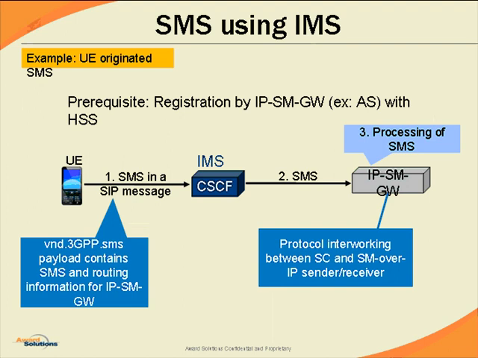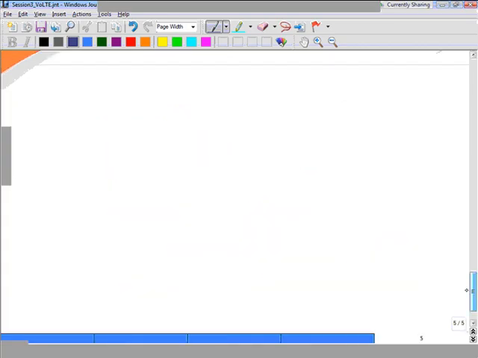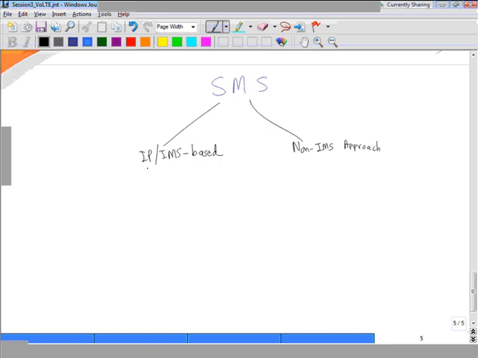SMS. So there are different ways of supporting SMS. Let me summarize those. Okay, so SMS, short message service. So we have IP-based approach, and we have non-IMS approach. Those are the two main approaches.